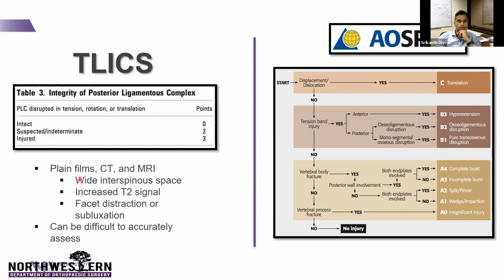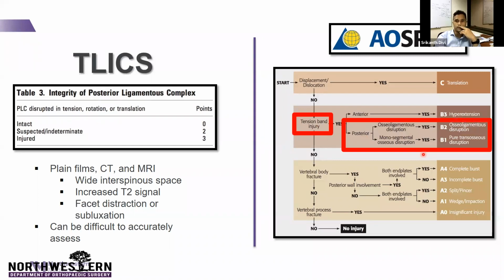So you kind of determine that based on CT, MRI, if there's a wide interspinous space, increased T2 signal or T1 signal, or disrupted ligaments on T1, where you see facet distraction, subluxation. Those are all kind of obvious, but it's usually less obvious than that. So it's difficult to assess accurately. In the AO spine, the main distinction for the AO spine injury score is kind of here in the type B injuries, differentiating between an osseous disruption versus an osteoligamentous disruption, because they assign different weighting for that.